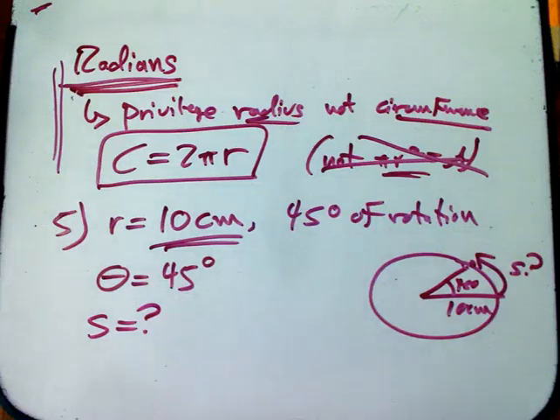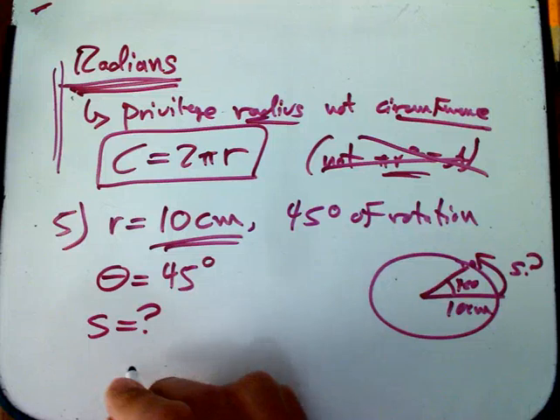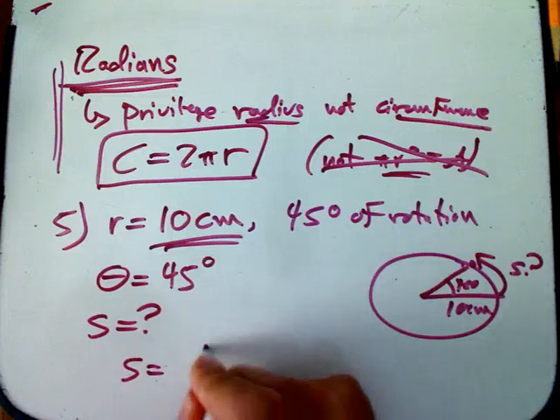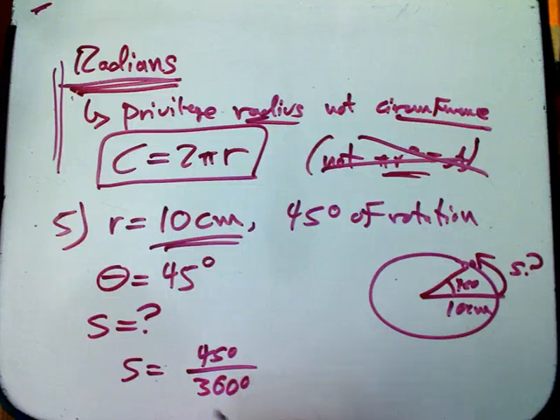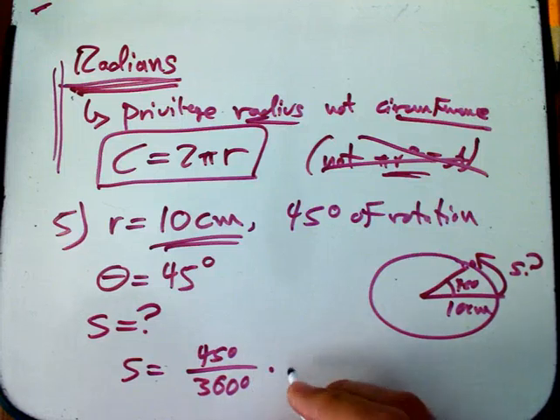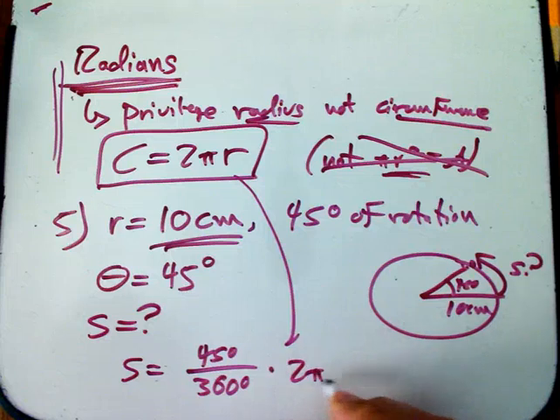Well, we can kind of do it in 2 steps now, right? We're going to take that 45 degrees and compare it to a whole rotation. So it is this much of a whole rotation, which we know from the previous problem is 1/8. And then we're going to multiply it by the circumference, which is 2 pi r.